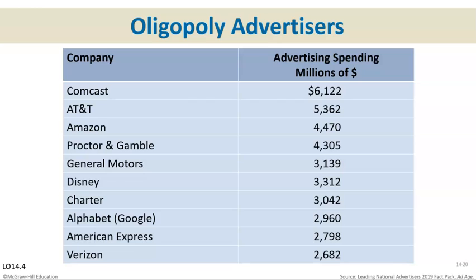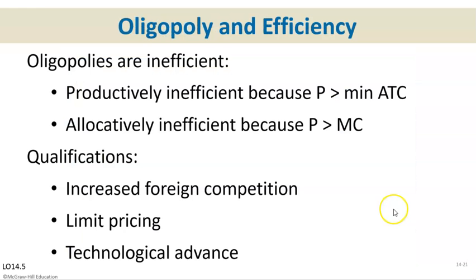Advertising plays a huge role in oligopolies. Here you can see a list of oligopolies and the amount that they spend on advertising, in millions of dollars. Now let's discuss efficiency. We know oligopolies are somewhere between monopolies and monopolistic competition, and none of these three are efficient. The only industry that's efficient is perfect competition, where they end up right at that equilibrium point of supply and demand.